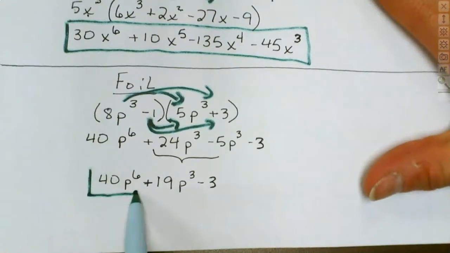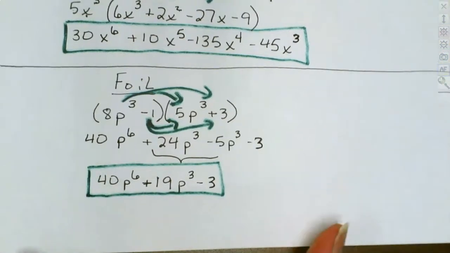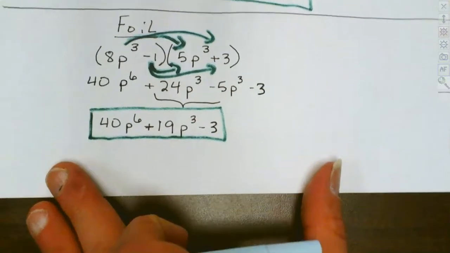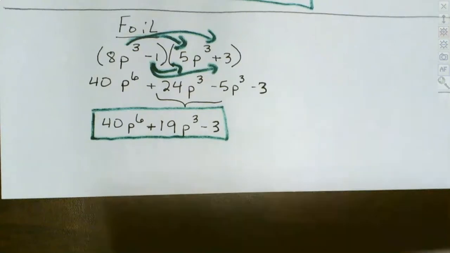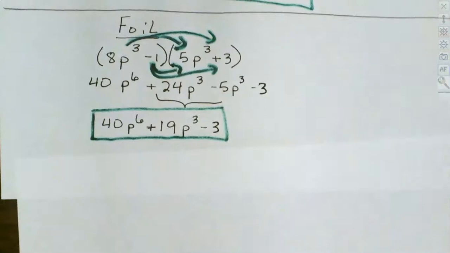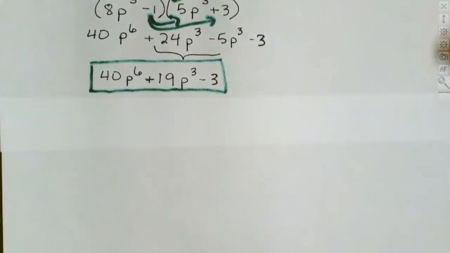That was another example of FOILing, so I wanted to do one where we have a little bit higher powers. And again, I think you'll find this section to be much, much easier. Let's do another one, and let's do one that has a power.